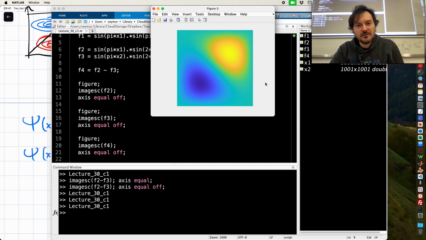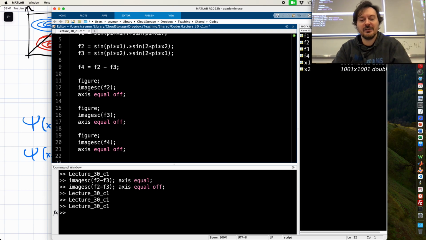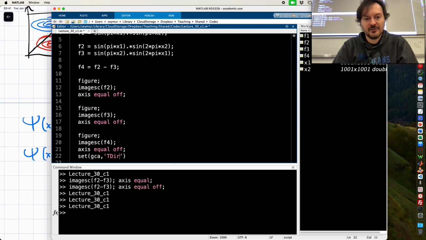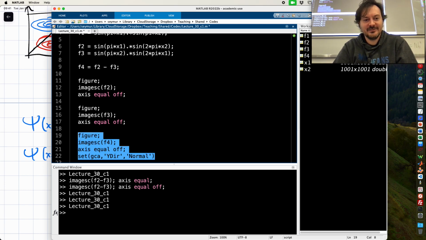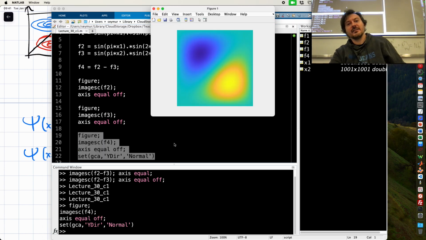Well, this seems to be not working, because MATLAB is drawing the axis weirdly. Set GCA y direction. Normally MATLAB draws this y-axis abnormally. Now it's drawing from bottom to the top.